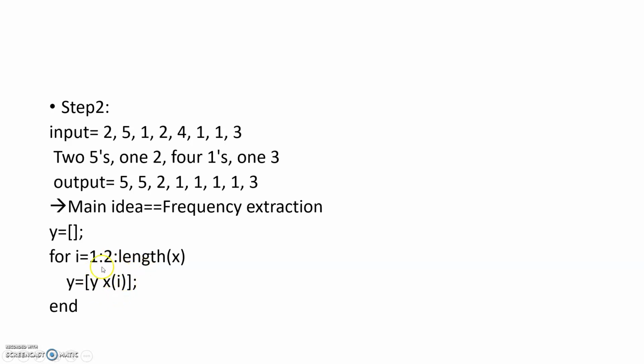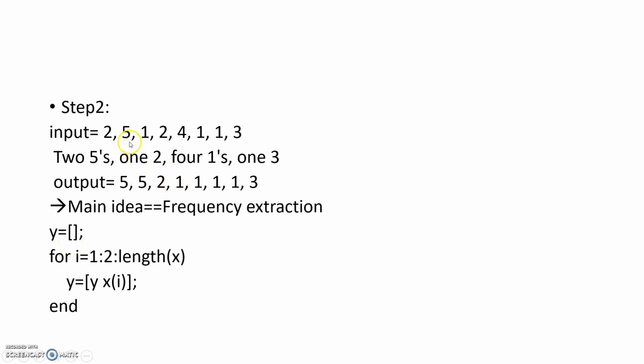So here, for i equal to 1 colon 2 colon length of x, y of i, that is basically storing the frequencies of each integer. And here, see, this y we are defining as an empty array to store the frequencies. Okay, then after that what will we extract?